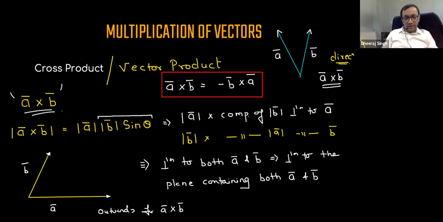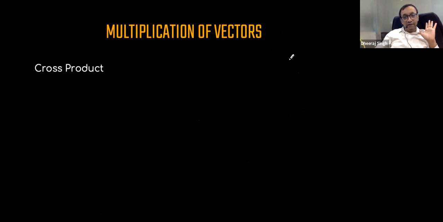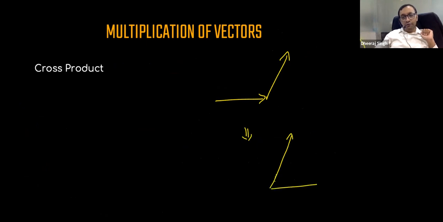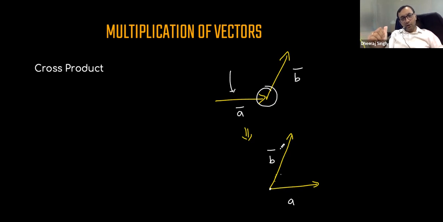Correct. Others? Inwards. It will be inwards. Align your hand in the direction of A, go towards B. Many times you will see vectors arranged like that. But first you have to connect them tail to tail before finding out the direction of the cross product. Move this vector parallel to itself. Connect it tail to tail, and then use this law. Don't use this law for head to tail connection. So this is A, this is B. Put it like this and then align in the direction of A, go towards B. A cross B now is outwards.